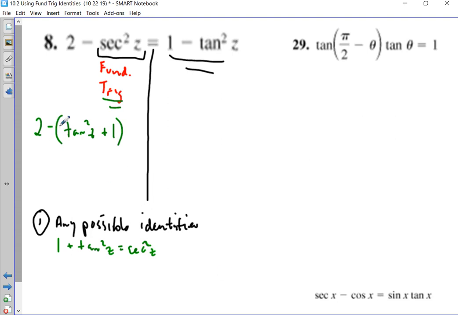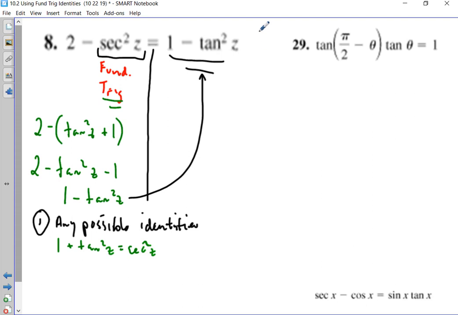What we can do is take that negative and distribute it through. So now we have 2 minus tangent squared of z, and that's going to be -1 because we distribute it all the way through to each one. And now we simplify, so now we have 1 minus tangent squared of z. And that, my friends, is our answer because it matches exactly what we wanted. And we're done. So that's one of the strategies that we can use.